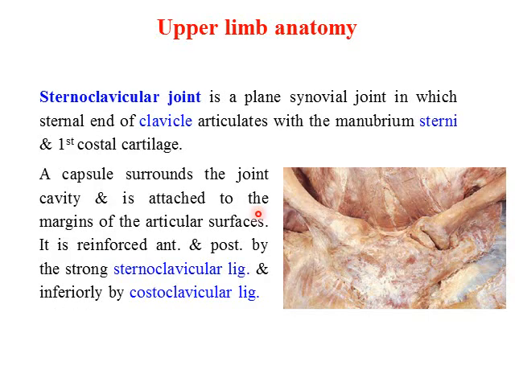The first joint is the sternoclavicular joint, which is a plain synovial joint in which the medial end of the clavicle articulates with the manubrium sterni and first costal cartilage. The joint cavity is surrounded by tough fibrous tissue, which is called the capsule of the joint, which is attached to the margins of the articular surfaces.